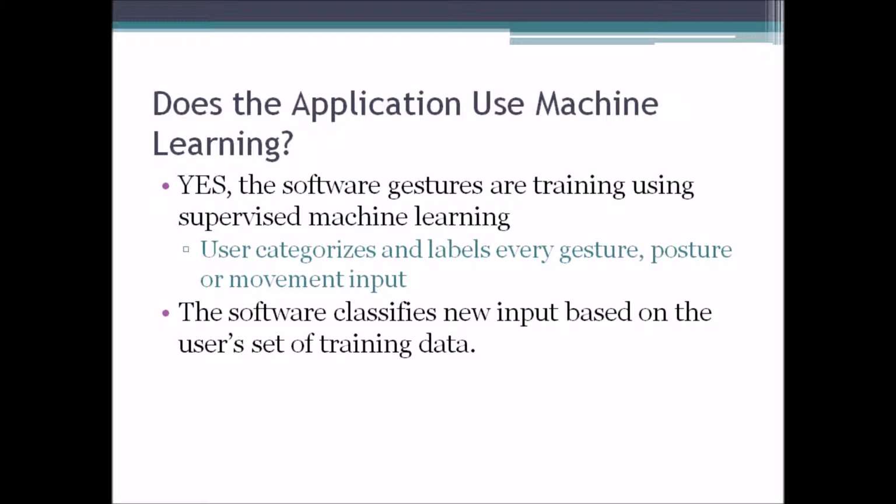Does the application use machine learning? Yes. This application takes the classification approach in supervised machine learning. The user inputs a set of labeled training data. Every gesture, posture, movement, or combination of all three is labeled by the user. Each data point allows the application to classify new input as it comes in, and the more training data, the better the application's accuracy.